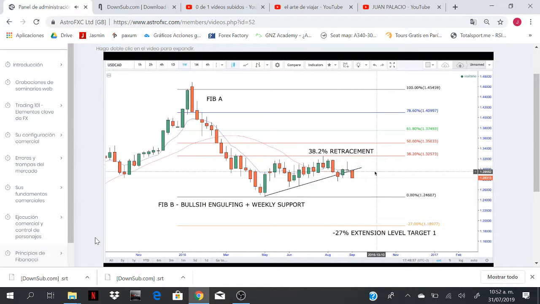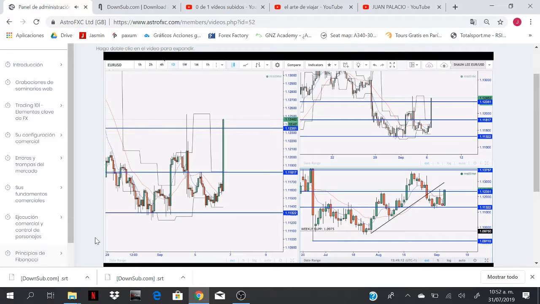Okay, traders, so we've gone over the basics of Fibonacci. We've applied it to one or two charts on a higher time frame. Now we just want to go a little bit deeper and combine it with some of the other charts that I've been looking at recently. So I'm going to start with the Euro USD.